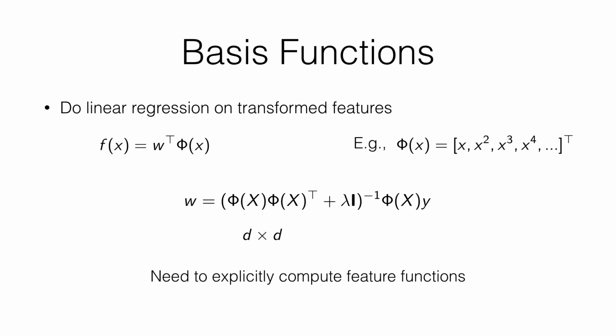So the problem with this approach is that you need to explicitly compute feature functions. Now, like I said, in practice this generally works pretty well. But if you did want to use a huge number of feature functions, then you're going to want to go to some place where you can use the kernel trick. And remember, you can't use the kernel trick here because this is not a kernel. It's not a gram matrix. It's phi transpose, not phi transpose phi.